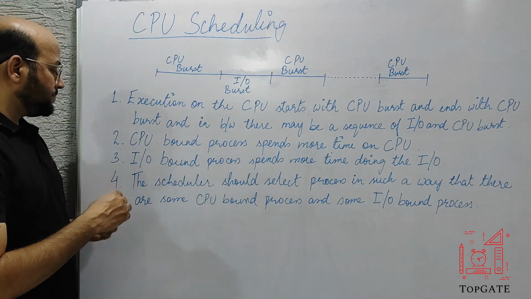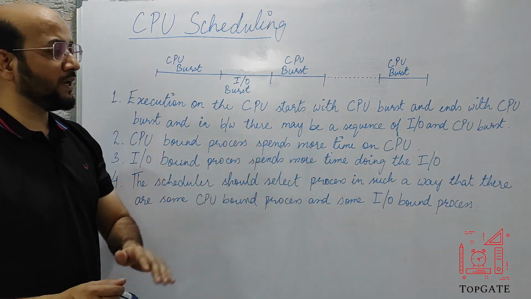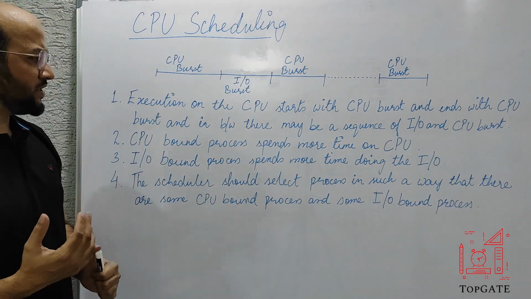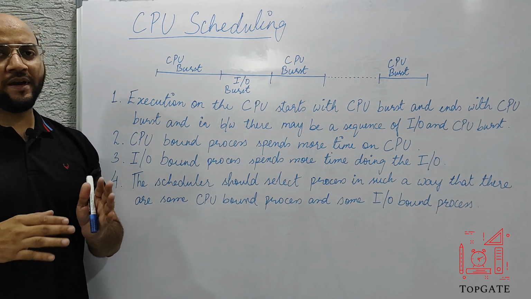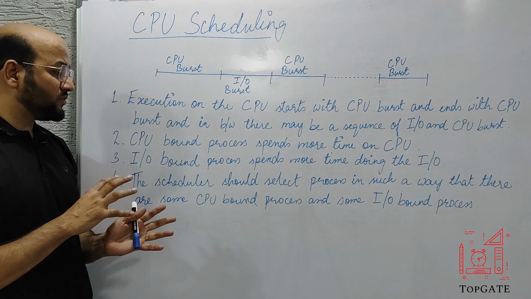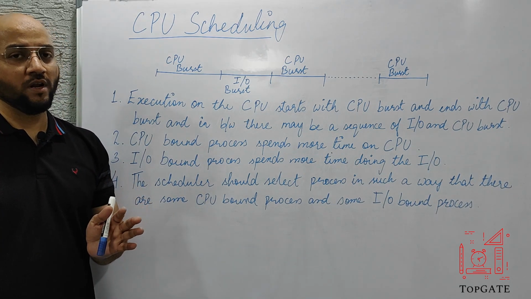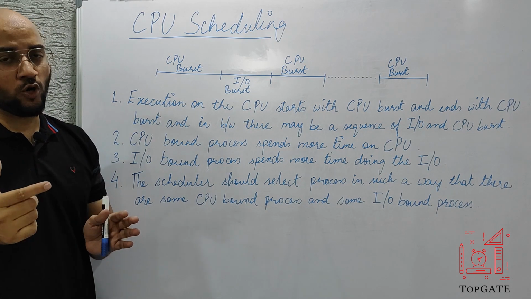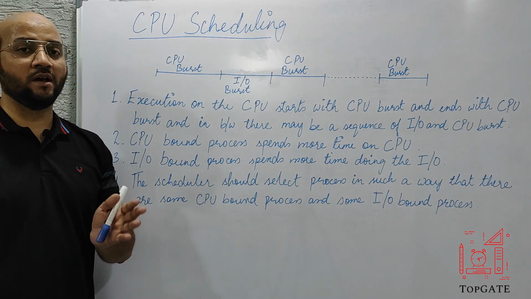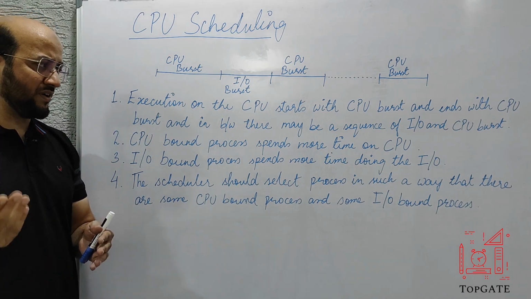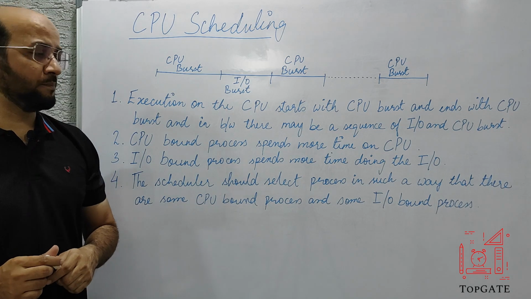The third point is that an input output bound process spends more time doing input output. Suppose there is a process which needs to print some pages, some documents. While printing its documents, this process will mostly work on input output. It will not work on the CPU much, rather it will work on input output more. So a process which spends more of its time on input output devices or peripheral devices is called an input output bound process.